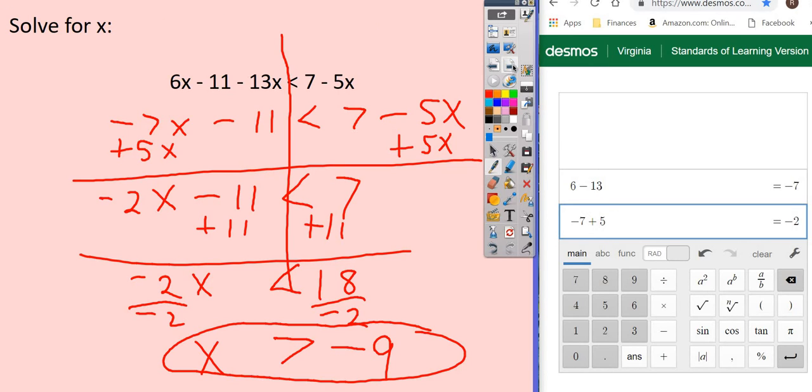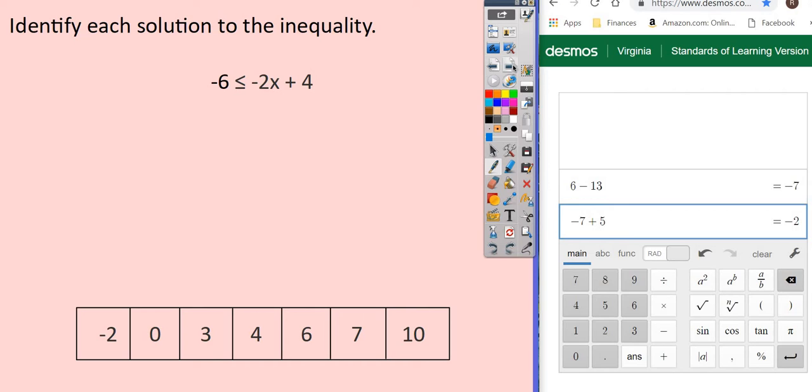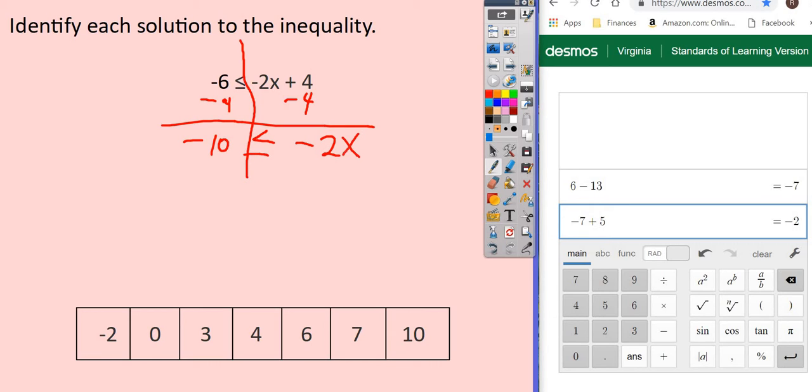All right, let's see what's next. Okay, this one we've got choices at the bottom to choose which of these is actually a solution. So we're going to start out by solving. It looks like to me that I'm going to go ahead and move this 4 first. Minus 4 on each side. So that gives me a minus 10 less than or equal to negative 2x. And then I'm going to divide by negative 2.